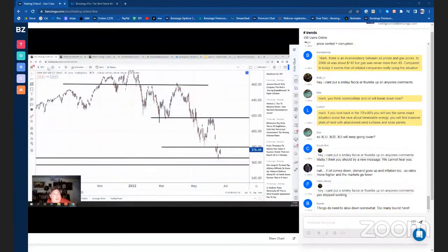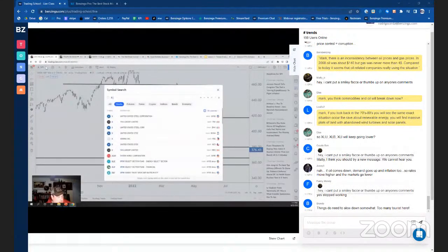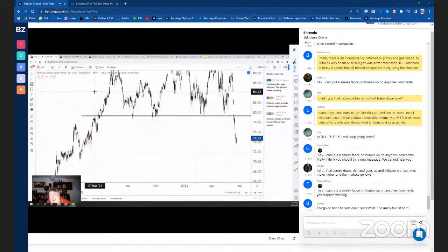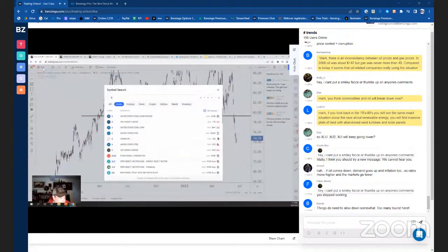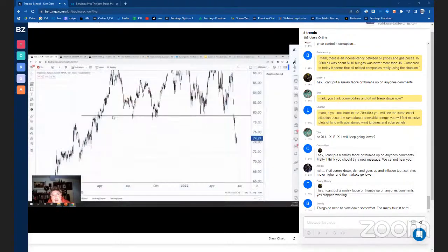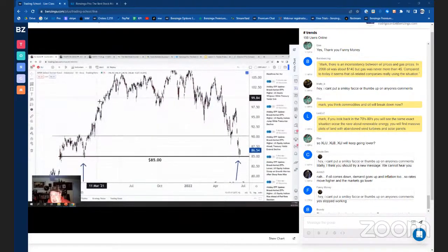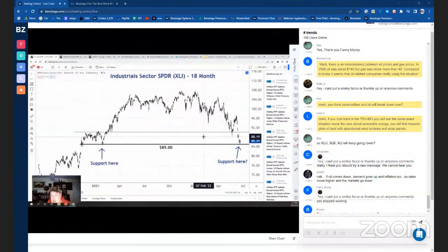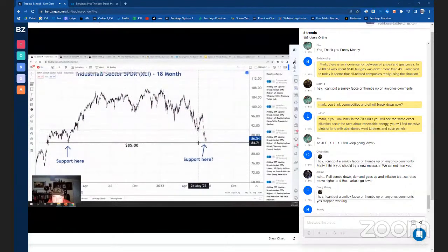Well, right now, SPY looks range bound. I mean, I think they could. How about XLI? XLI seems to be at support here. See this $85 level? They seem to slow down. Too many tourists.